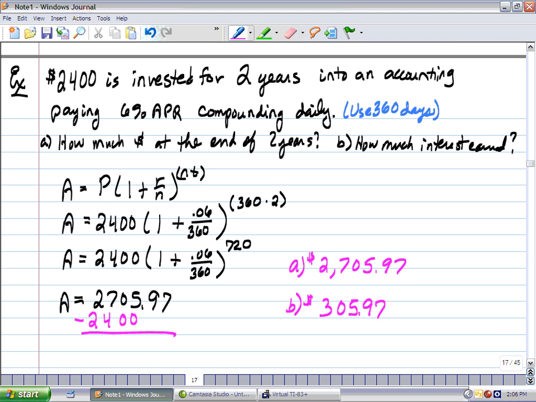Said to the nearest 100, it'd be 2,700. So in that case, I would have earned $300. So that's for a good estimate. Okay, let's go the other way now.